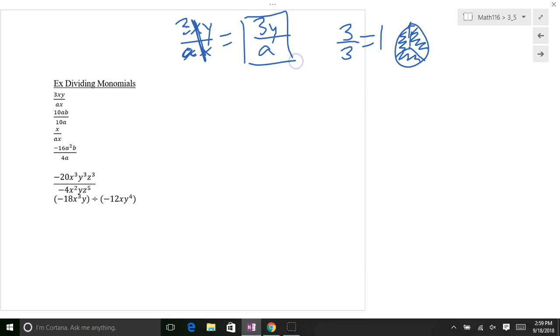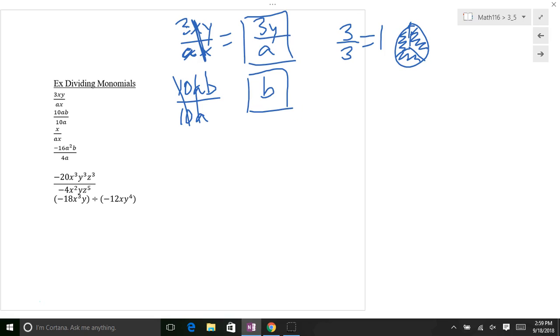And so that's one way to go about dividing your monomials here. The next one, number 2, we've got 10ab over 10a. Again, 10 over 10 is 1, a over a is 1. So you're just left with b on the top, b over 1.